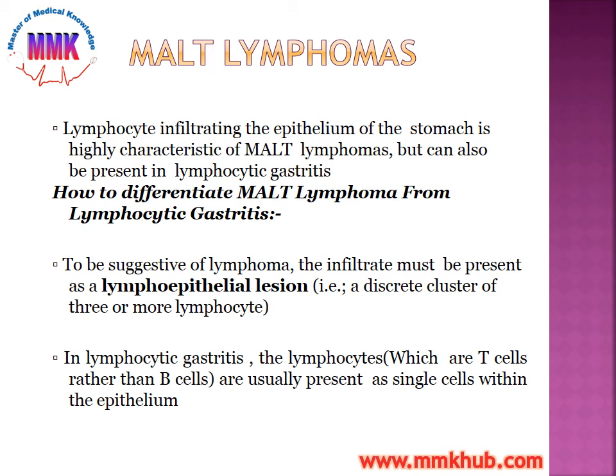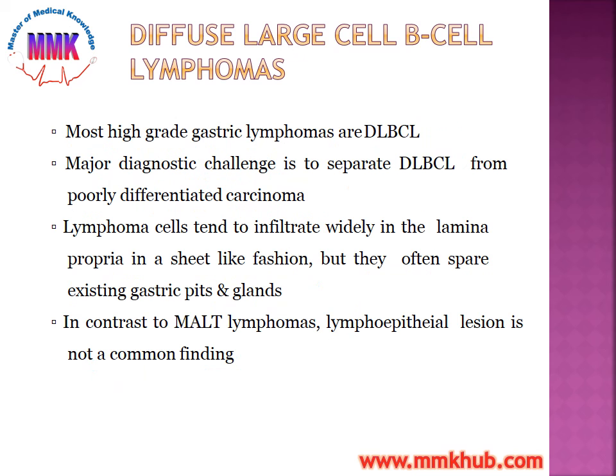In summary, in lymphoma, it is the discrete cluster of lymphocytes called the lymphoepithelial lesion which is present, while in lymphocytic gastritis, there is no cluster of lymphocytes, but individual single cells within the epithelium are present. This is the differentiating feature between MALT lymphoma and lymphocytic gastritis.